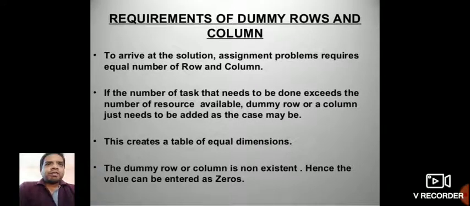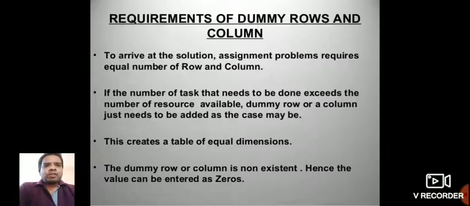Next is the requirement of the dummy row and dummy column. One of the important points while solving the assignment problem is that we need to take care of whether the problem has an equal number of rows and columns. First we need to check: if the number of tasks that need to be done exceeds the number of resources available, a dummy row or column just needs to be added as the case may be.